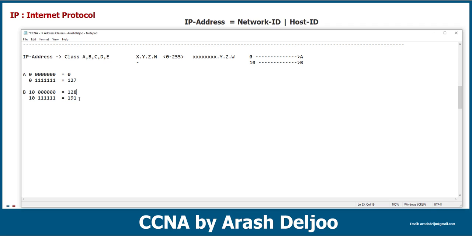If the first octet of an IP address is between 128 and 191, that IP address is residing in class B. Okay, let me continue.